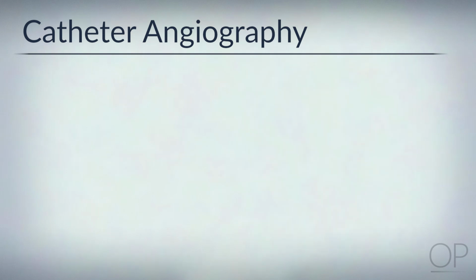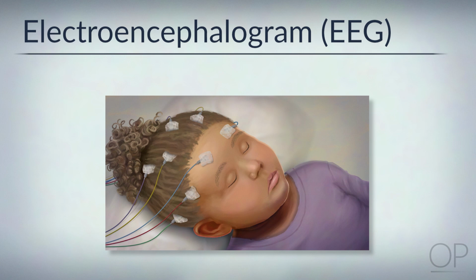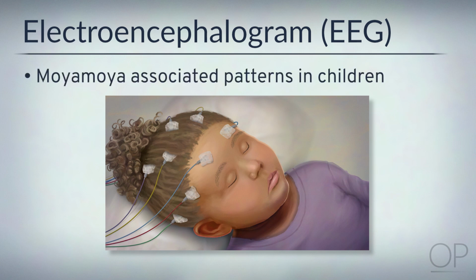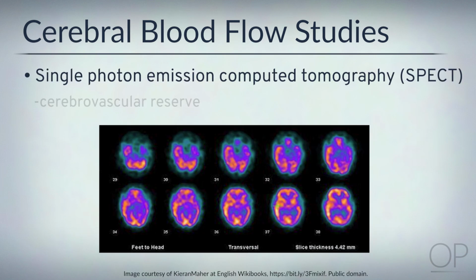The results from angiography can be used to classify the patient within the Suzuki grading system. The system classifies the extent of narrowing and collateral formation. Other diagnostic studies may be useful, such as EEG, which can show specific Moyamoya-associated patterns in children, and cerebral blood flow studies, such as single photon emission CT, which can assess cerebrovascular reserve.